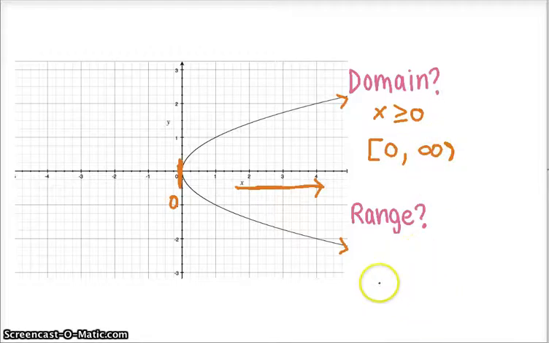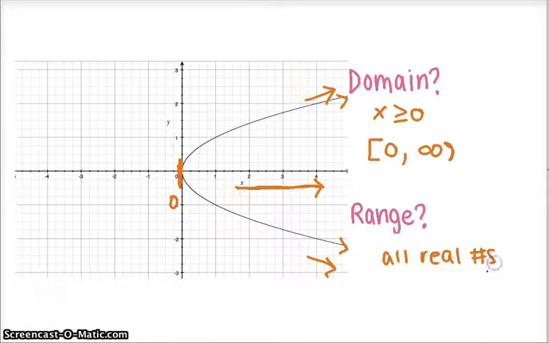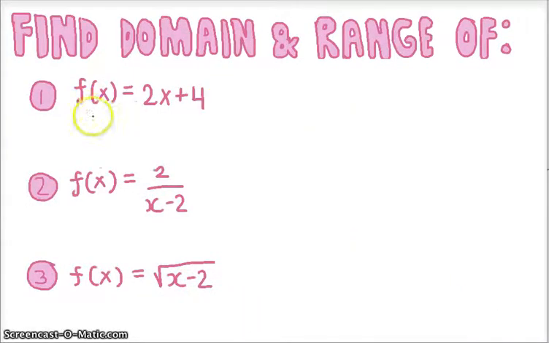So yeah. And the range. We know this graph goes up forever and it goes down forever. So the range is also infinite, and we can write that as all real numbers, or we can write that as (-∞, ∞). So now we have a few functions here, and it asks us to find the domain and range.